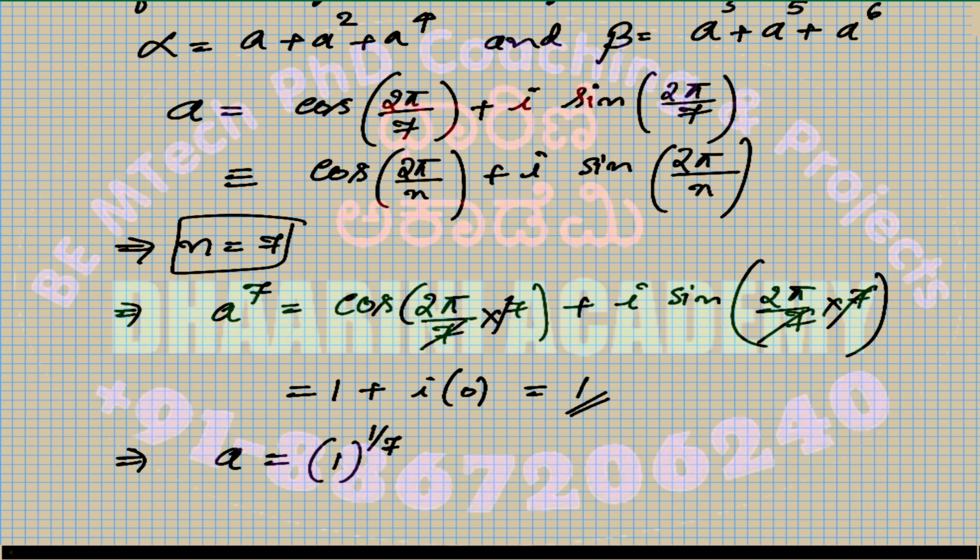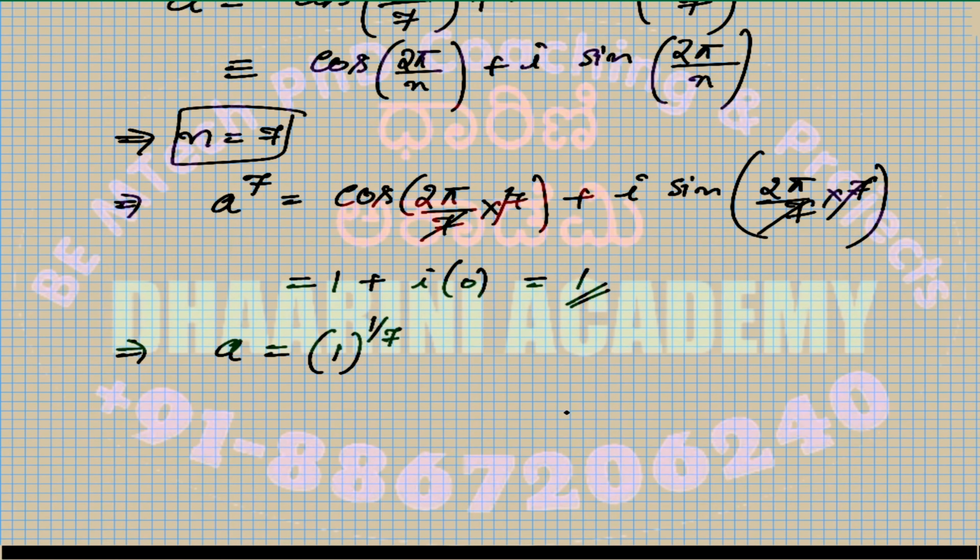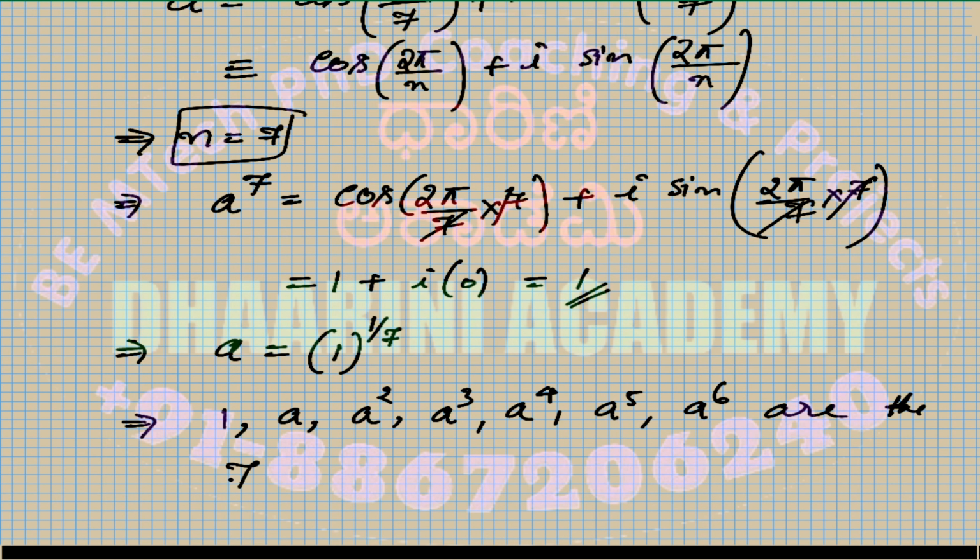If a is written as 1 raised to the power 1 by 7, what are the roots? 1, a square, a cube, a to the 4, a to the 5, and up to a to the 6. You see, a to the 6 is a to the n minus 1. So they are the 7th roots of unity.